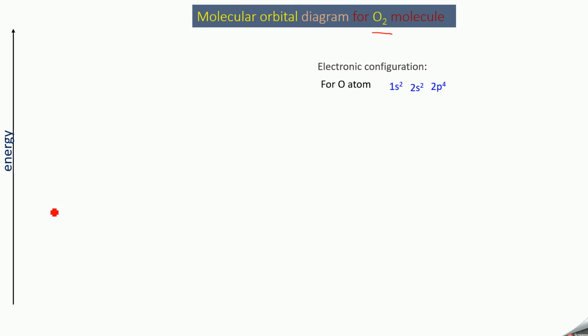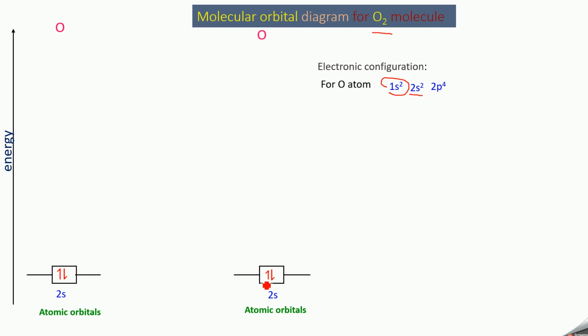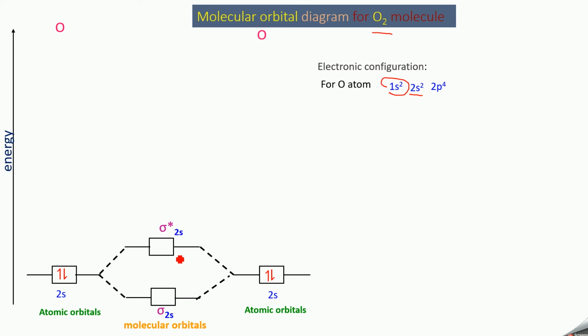Molecular orbital diagram. First, you write one oxygen here, and we will start with its 2s atomic orbital. We are not going to draw the 1s, so you leave it and only start with 2s. The 2s atomic orbital has 2 electrons for this oxygen atom. Another oxygen atom has a 2s atomic orbital with 2 electrons. These two combine to form molecular orbitals: this one is called sigma 2s and this one sigma star 2s. Since we have 4 electrons, we fill them here like this.